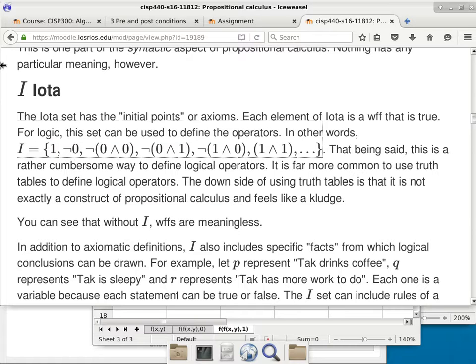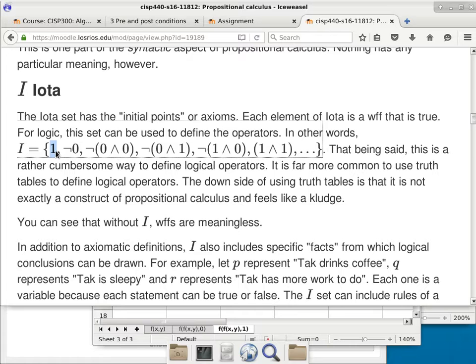Okay. Well, how about this? Each element is definitely a well-formed formula, because we can only refer to a well-formed formula when we say, okay, is that true or not? This is a set of well-formed formulae that are by definition true. In other words, there's no reasoning. Don't ask me why they are true. They're just by definition true. So these are the well-formed formulae that are by definition known to be true.